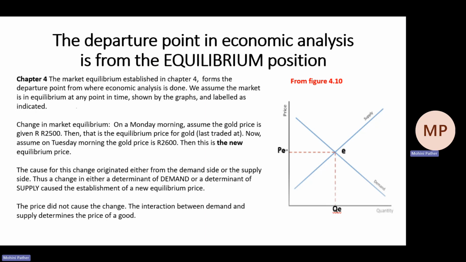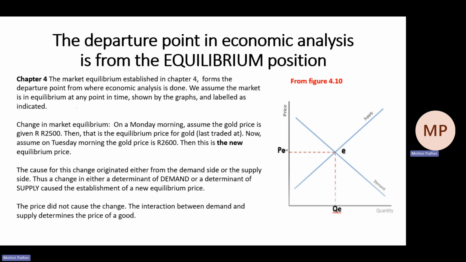So what we are primarily focused on in chapter 4 is your equilibrium position. When we did the demand and supply curve, we were only going to move one of those curves, but we had an initial equilibrium. So on Monday morning, assuming the gold price is 2,500, then that is the equilibrium price for gold. Why? Because at that price, the quantity supplied and quantity demanded were met.